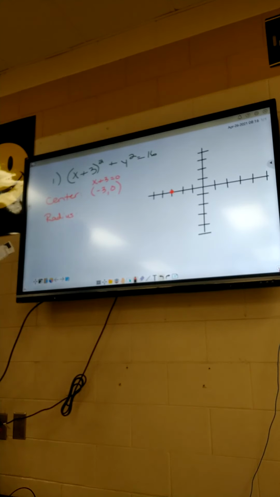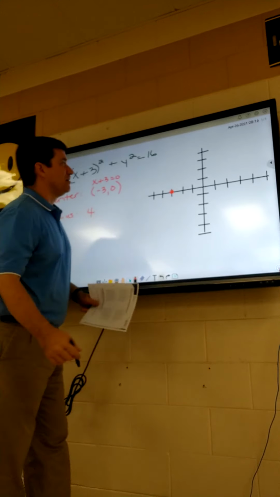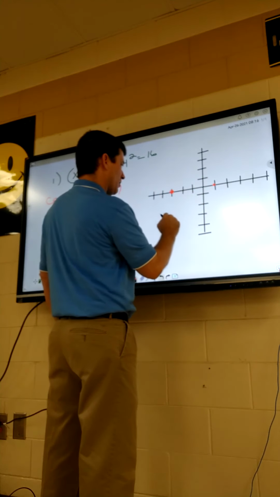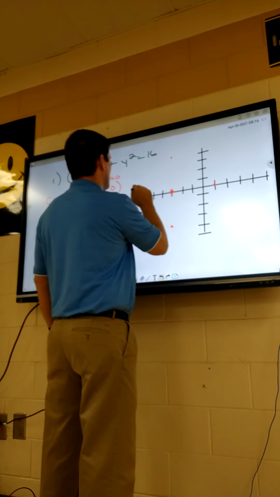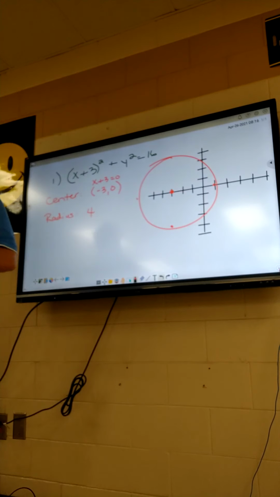All right, for the radius. Peter, what do you remember about doing the radius the other day? Radius, you take the last number and square root. Square root of 16 is 4. So that means you go right 4, you go down 4, you go up 4, and you go left 4. And that will make your circle. So that one's really pretty easy.